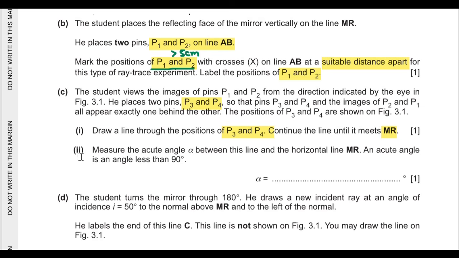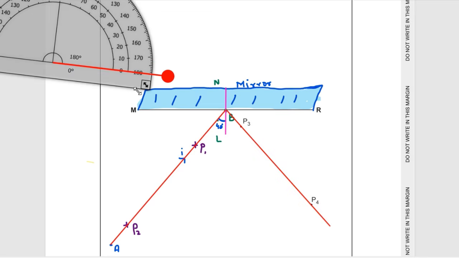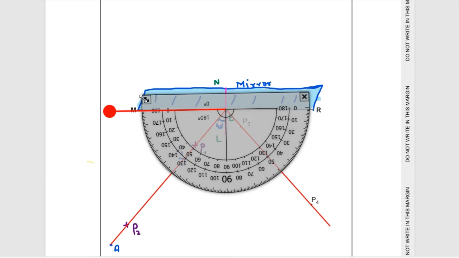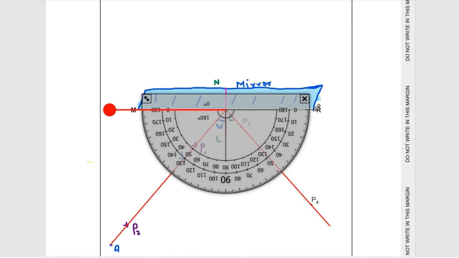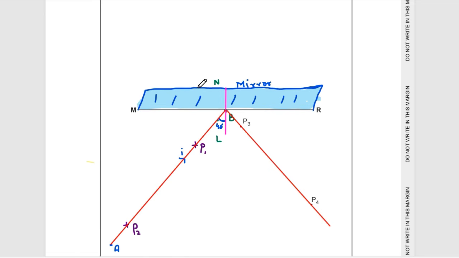Second part says measure the acute angle alpha between this line and the horizontal line MR. An acute angle is an angle that is less than 90. So the question is asking us to measure the angle between MR and the line joining P3 and P4. If I align my protractor and start measuring the angle, it would be 10, 20, 30, 40 and 48 degree. So the angle between MR and the line joining P3 and P4 is 48 degree.